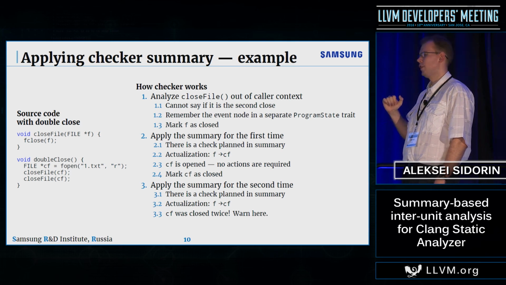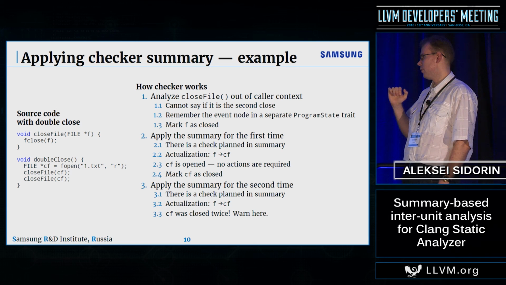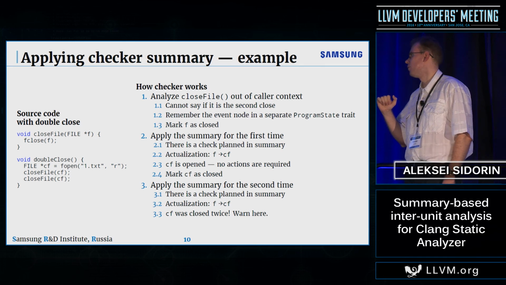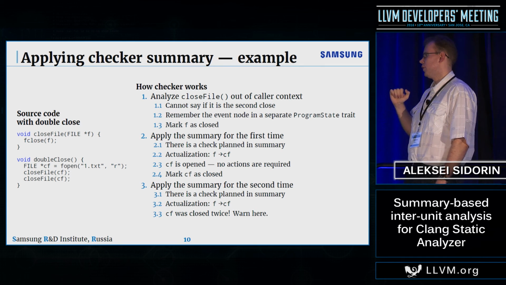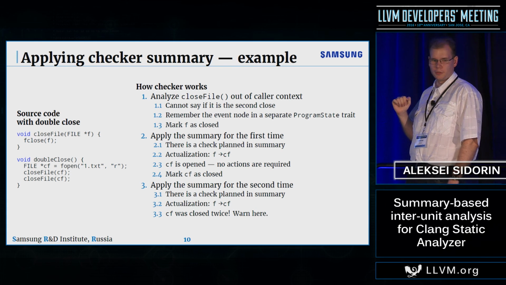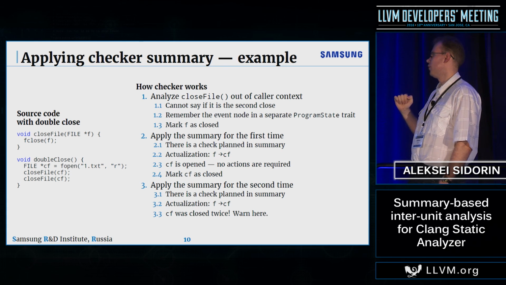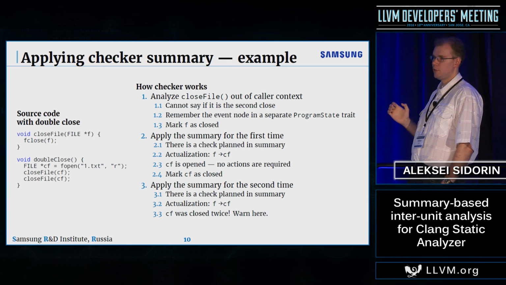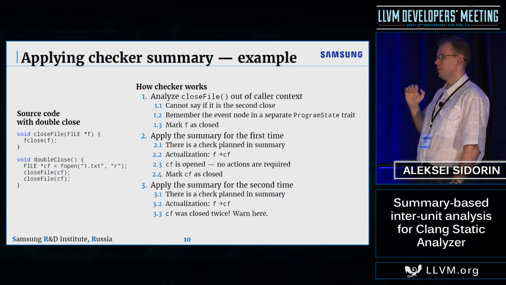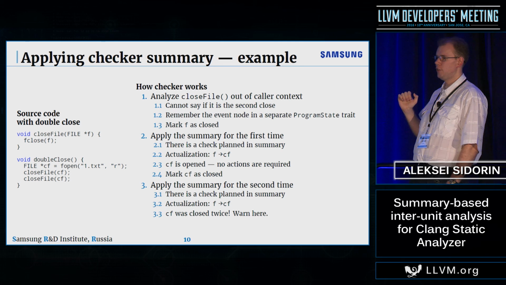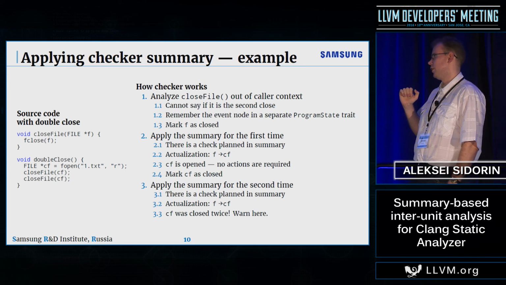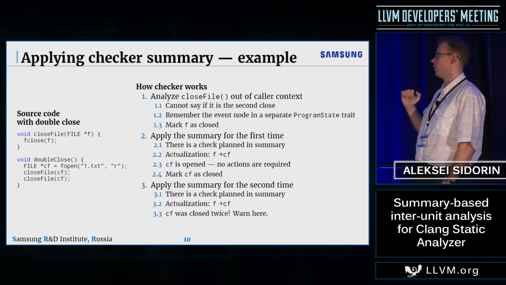After the analysis is finished, we have a single execution branch, and we apply the summary to the point of call. First, we take a look at the list of deferred checks. There is a symbol check for the descriptor f. We actualize it, and the result is the descriptor cf. The descriptor cf is opened at the moment of the function call, so we don't emit any warning. But we set the state of descriptor cf to closed, because it was stated in the callee's state. Then we encounter the call to close file again.